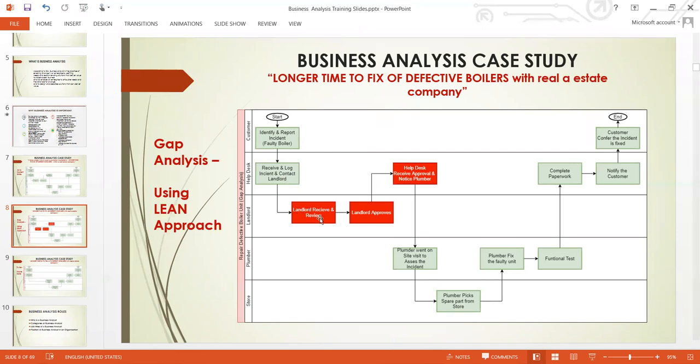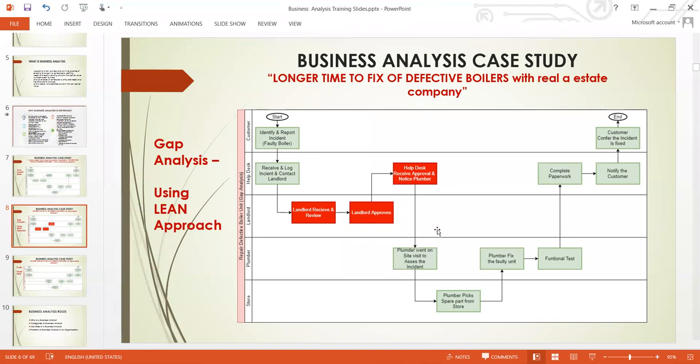But landlord receive and review, is it necessary? These are bureaucratic processes. Landlord review can take like 1 day or 2 days, and then the landlord will approve. It might take another day to approve. Then the landlord will contact the help desk officer back to notify the plumber. This is another process. You're looking at all these processes that are not really important.